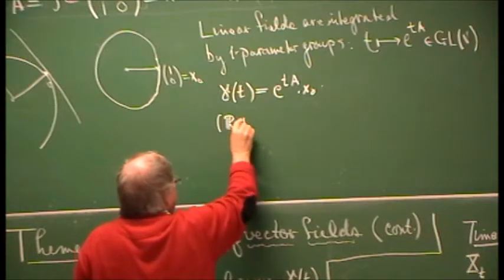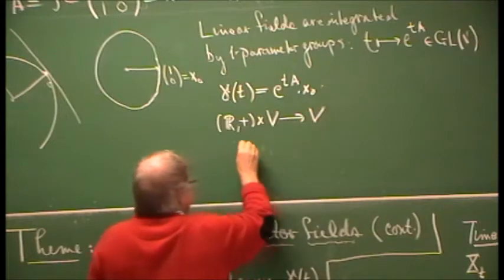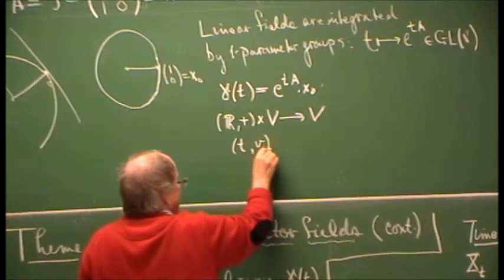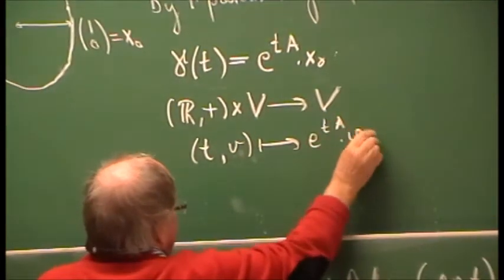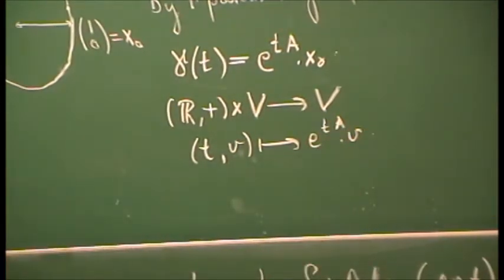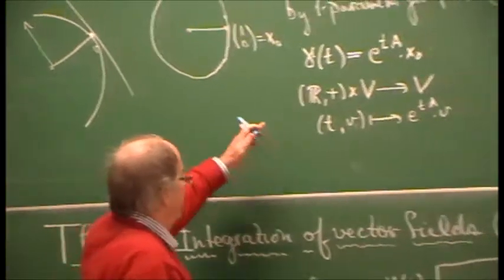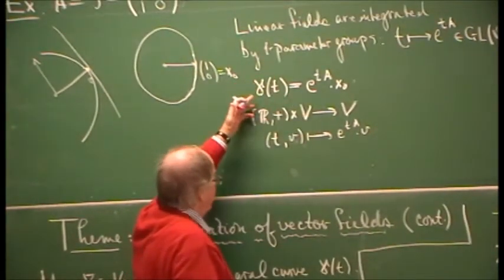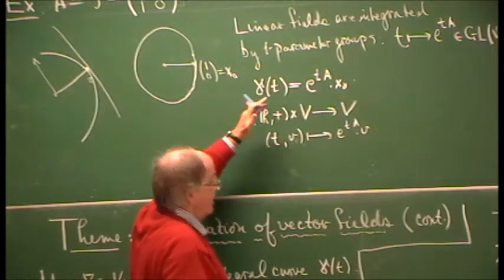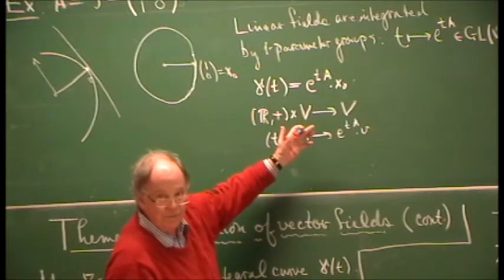So this is an additive R action on the vector space, namely a t, and a vector goes to e to the tA times the vector. This is an action of a group. It is a fundamental concept in mathematics. I've talked about it before. Please understand that every vector field of this linear type gives you a group action, and every group action gives you a vector field. It is exactly the same thing.